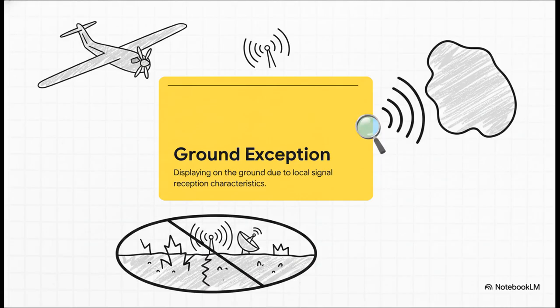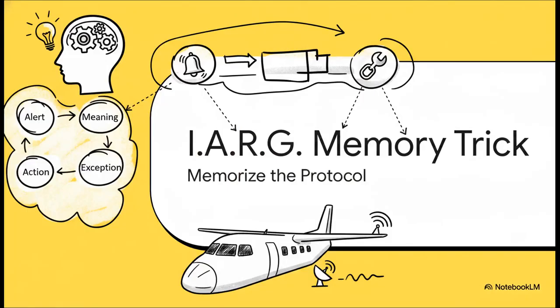It happens purely due to local signal reception characteristics, absolutely nothing else. You aren't experiencing some critical airborne system failure before you even take off. You're just sitting in a spot on the airfield with the signals reaching the aircraft compromised by the local environment. All right, let's wrap this up with section 5, my personal favorite, the IARG memory trick.